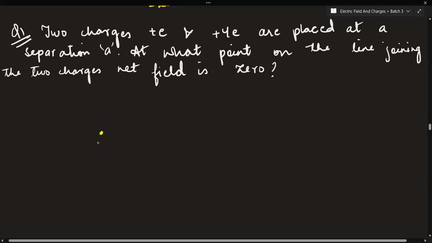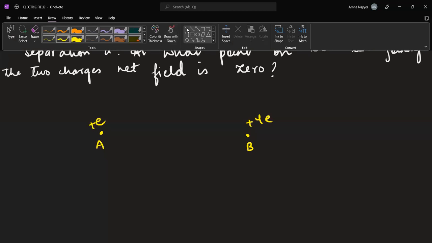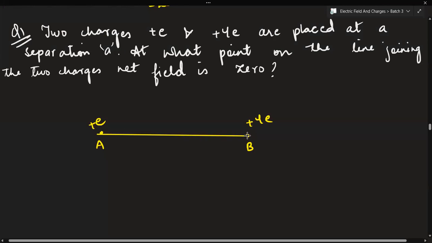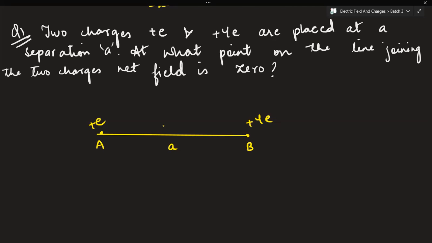So it says there are 2 point charges. Let's take 2 points A and B. A is having plus e, B is having plus 4e. Both of these charges are separated by a distance a. You have to take out a point where the net field is 0.